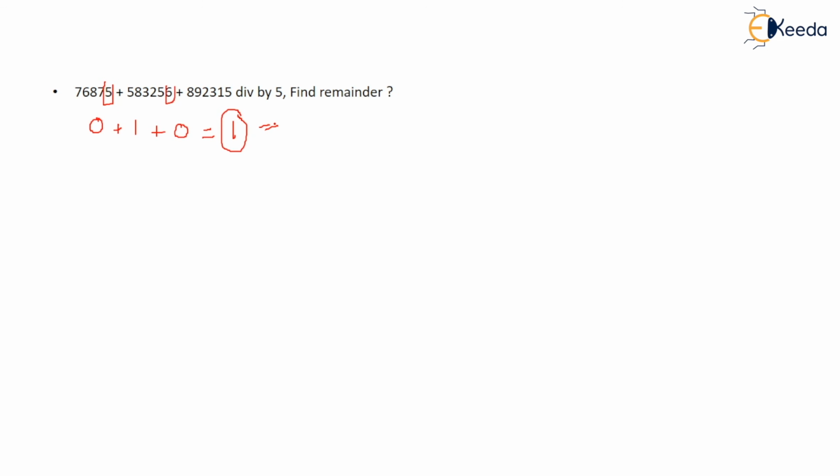Okay, you can check on your own. If you have a calculator, then you will come to know that the answer comes out to be 1552446. If you subtract 5 at last, what remains? 1. 1 is the answer. Okay, let's see the next question.